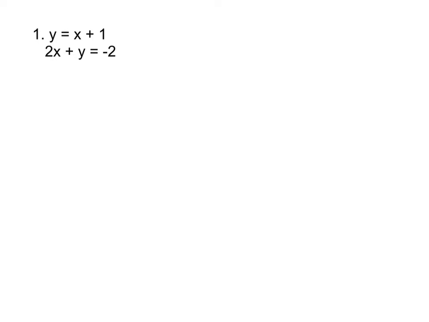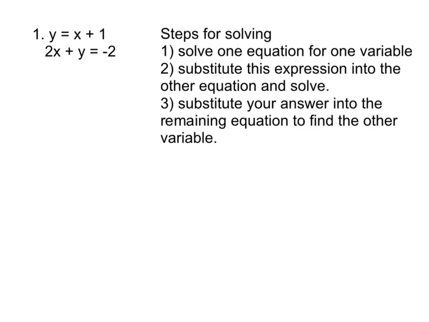Write this example down. y equals x plus 1, and 2x plus y equals negative 2. And I also want you to write down the steps. Pause the video and write this down. Step 1, solve one equation for one variable. Step 2, substitute this expression into the other equation and solve. And step 3, substitute your answer into the remaining equation to find the other variable.